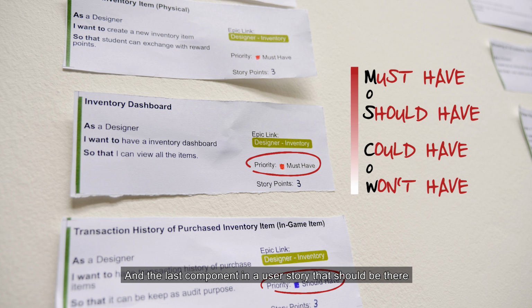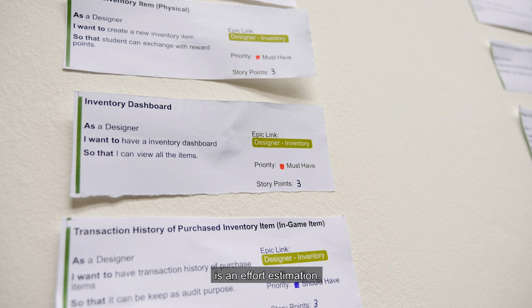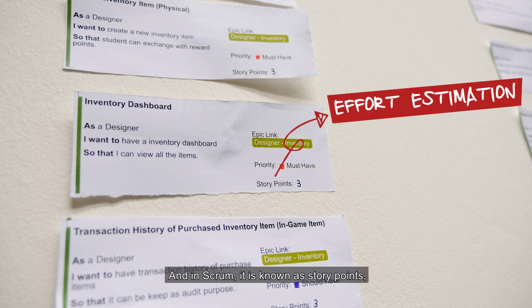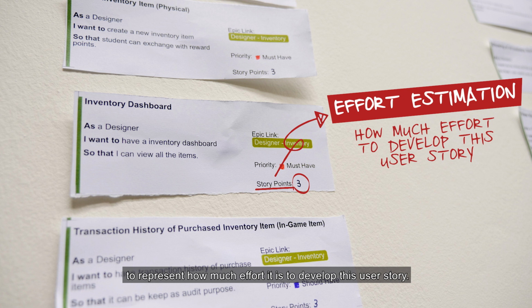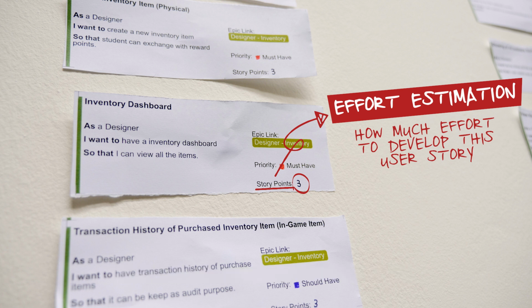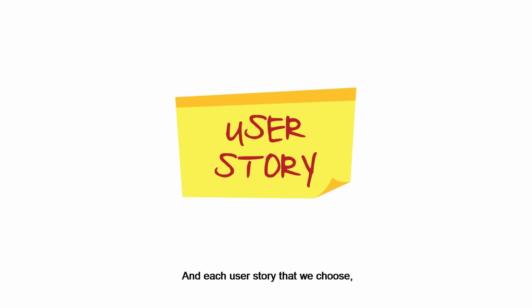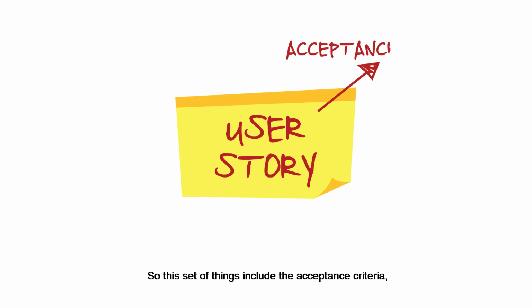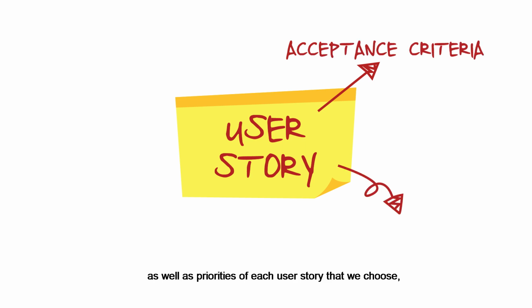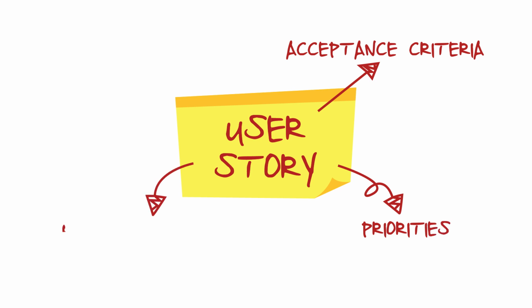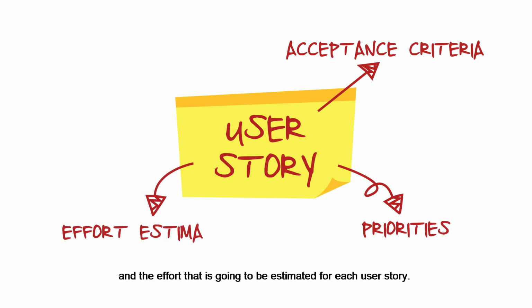The last component in a user story is an effort estimation. In Scrum, it is known as story points, which is a numerical value to represent how much effort it is to develop this user story. For each user story that we choose, we need to determine a set of things to be confirmed into the sprint. This set of things includes the acceptance criteria, as well as the priorities of each user story that we choose, and the effort that is going to be estimated for each user story.